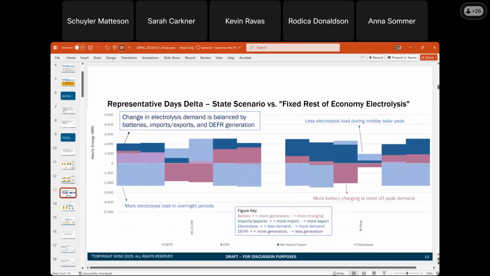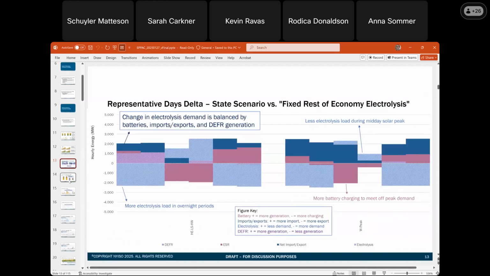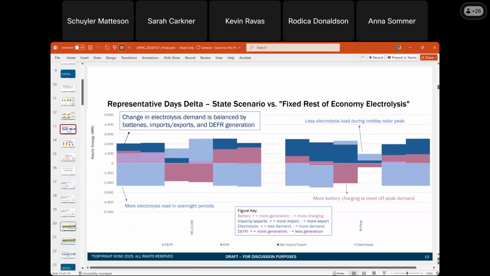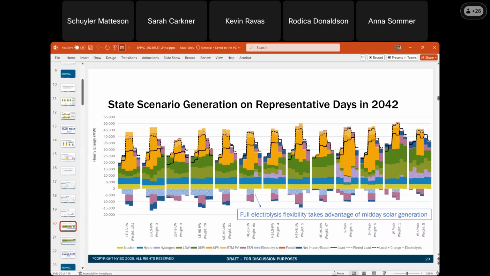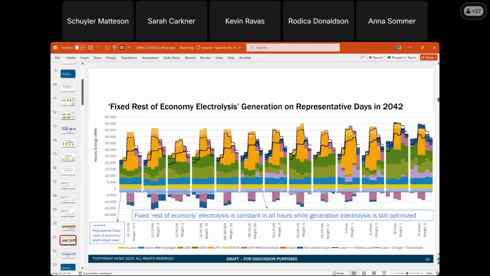And we wanted to show how that balance occurs by using our representative days figures. So just to give a little bit more context on what's being shown here, you may have seen our representative days figures in the past, where we show how the generation looks across the days within the model. And this is for the state scenario, as well as for our new sensitivity, where we do the fixing of the electrolysis here. And that's represented by the dotted line shown here.